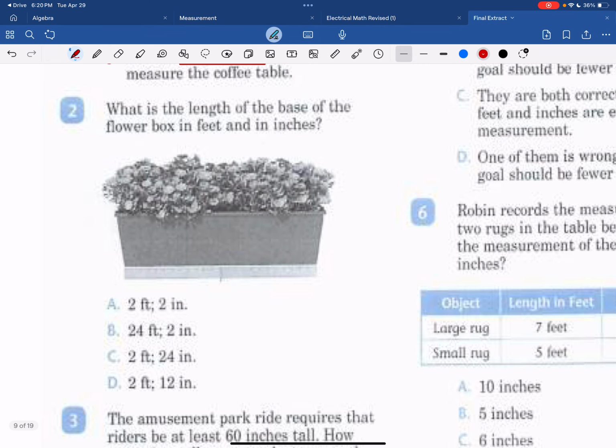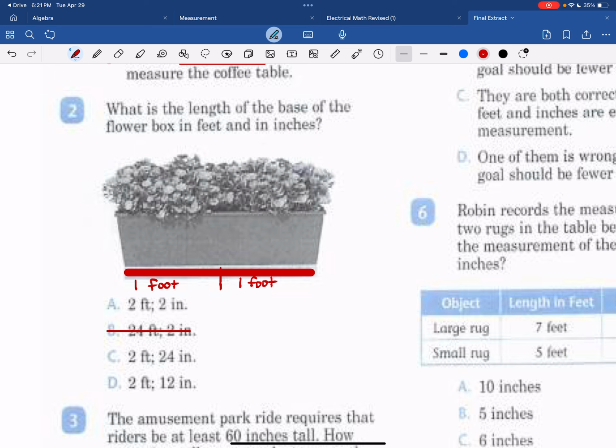What is the length of the base of the flower box in feet and in inches? It's hard to see this, so let me draw a line in here. Here's the base of the flower box. Let me make it a little bit bigger, and let's do it in red. So here's the base, and you can see that there is a line right here. So that represents a foot, and here's a foot. So we know that we've got 2 feet. We can eliminate B.